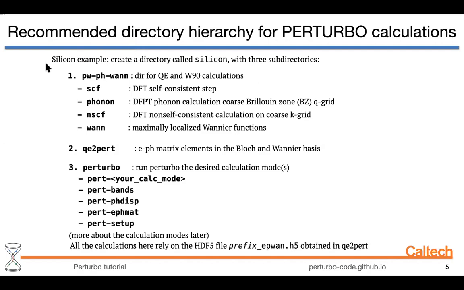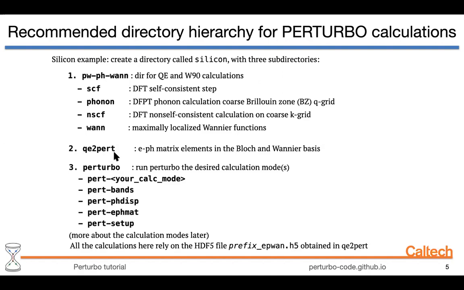Okay, so let's say we are interested in silicon. I create a directory called silicon. Inside this silicon directory, I create three subdirectories. One is called pw-ph-wan. In this one we will put all the input files and output files for Quantum Espresso and Wannier90. And the second subdirectory is called qe2pert. This one is the interface between Quantum Espresso and Perturbo.